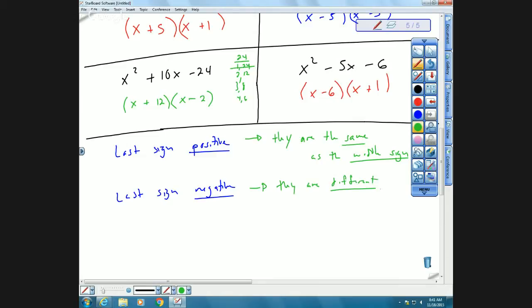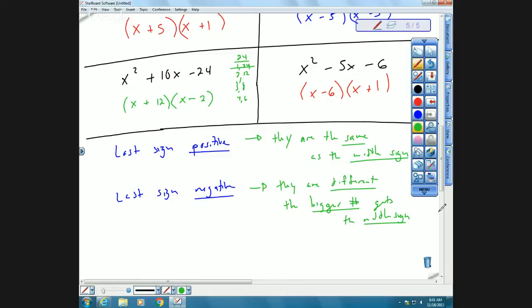So one's going to be positive, one's going to be negative. So here's -1, +1, negative. Here's -1, -1, positive. And the bigger number gets the middle sign. The bigger number will always get the middle sign.